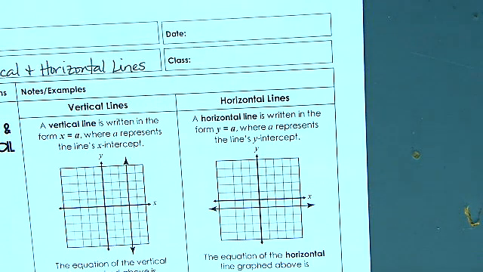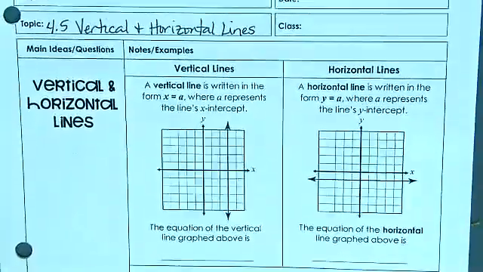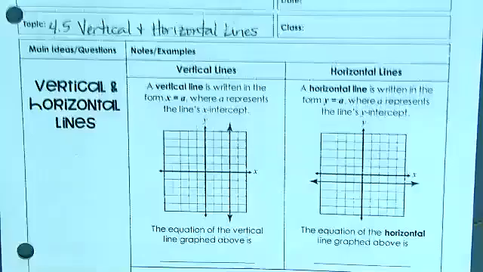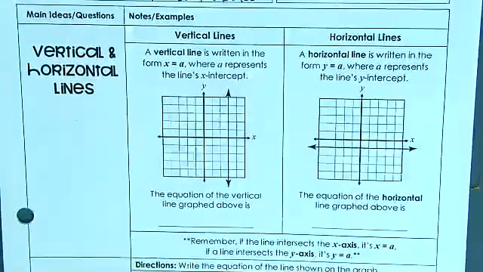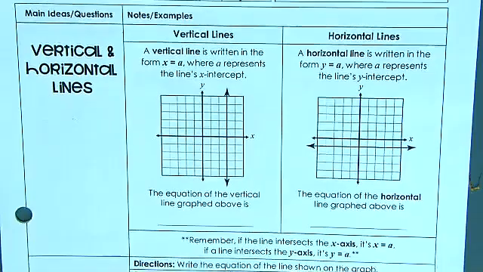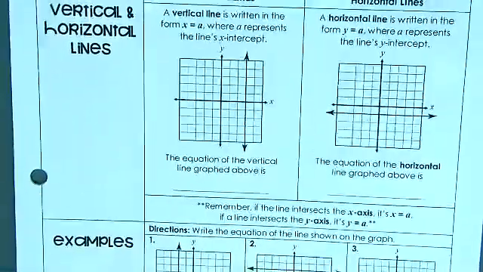We are talking about vertical and horizontal lines today. This is 4-5. We've got special scenarios for certain types of equations. When the line is... I don't know how to get rid of this sun angle here. We'll see what we can do with that. Okay.